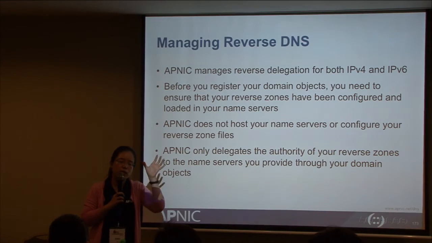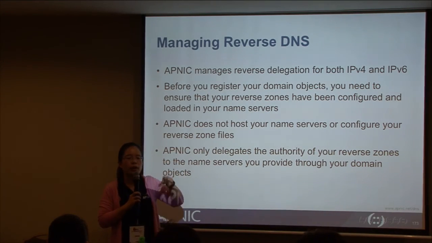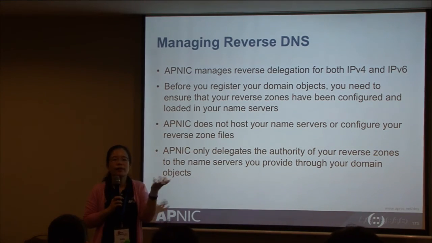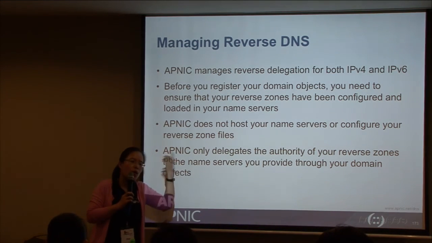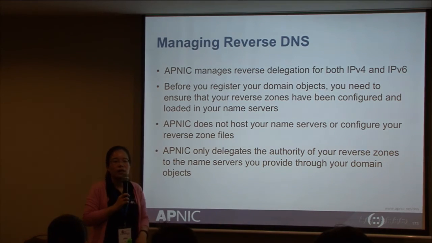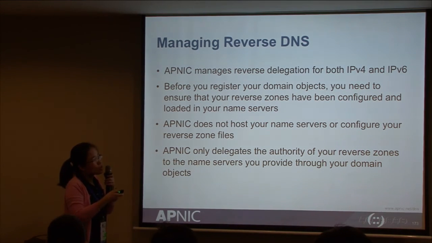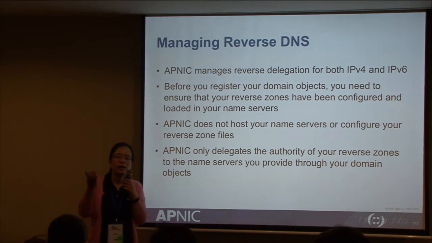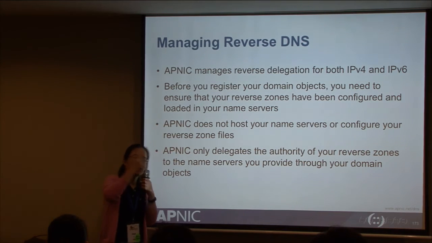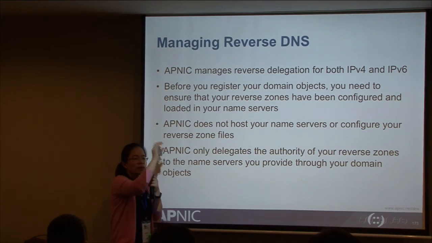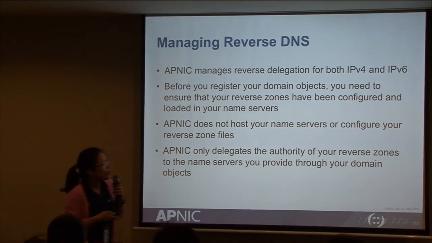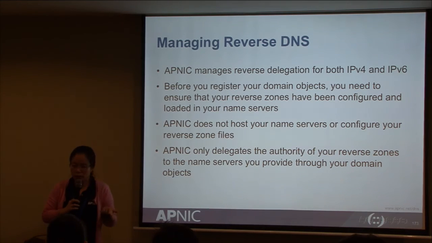For example, you got a /22. And for this /22, who are the name servers for this block? That means where are the zone files? So you need to put the name servers into your My APNIC account. We will not host your name server. You need to guarantee your name server is configured correctly and online. And then you tell APNIC, okay, this is my name server one, name server two, for this block of IP addresses. So this is what we recommend you to do.